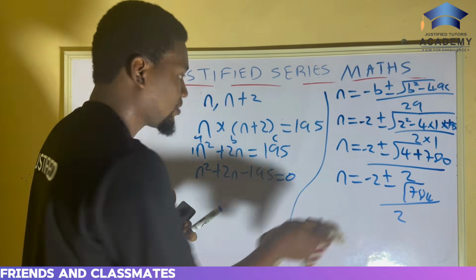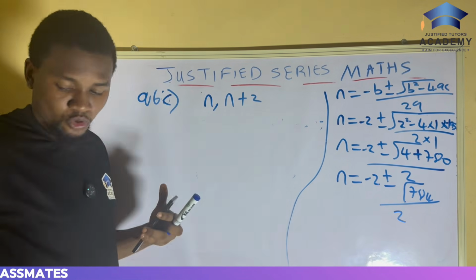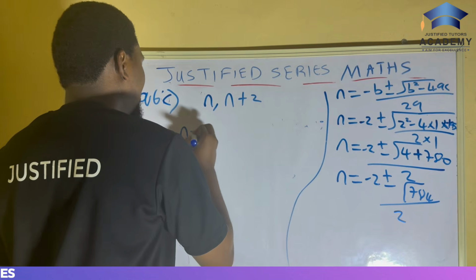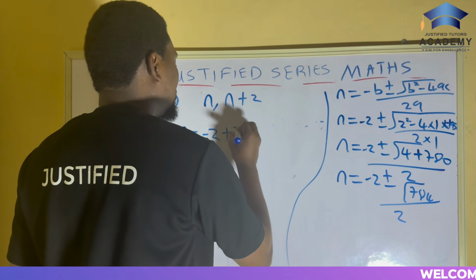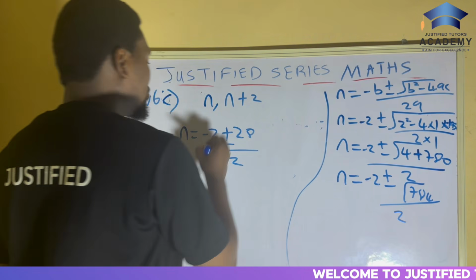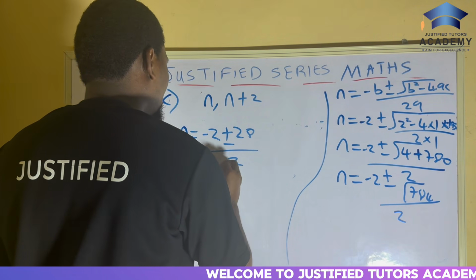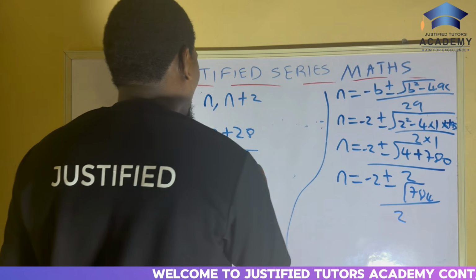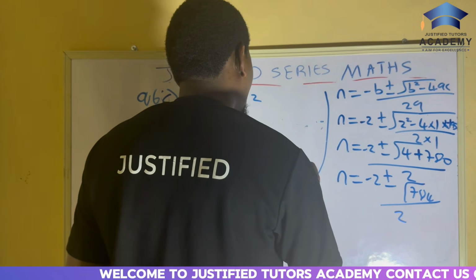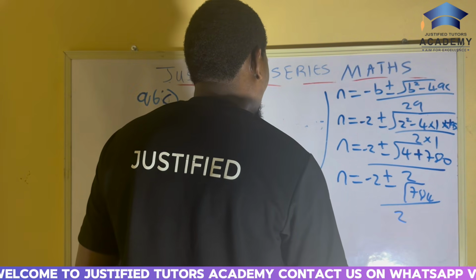So now, coming back here, let me rub this off. The square root of 784 is 28. So our n is equal to minus 2 plus or minus 28 over 2. So we will write n is equal to minus 2 plus 28 over 2, or n is equal to minus 2 minus 28 over 2.